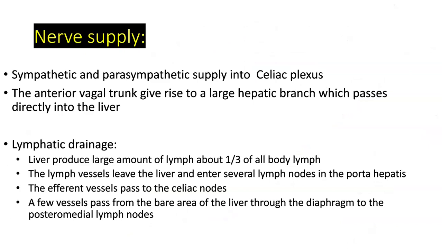The lymphatic drainage: the liver produces a large amount of lymph, about one third of the whole body. As you know, it is a lymphatic organ. The lymph vessels leave the liver and enter several lymph nodes in the porta hepatis. The afferent vessels pass to the celiac nodes. A few vessels pass from the bare area of the liver through the diaphragm.